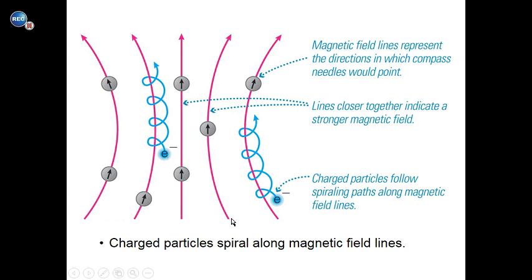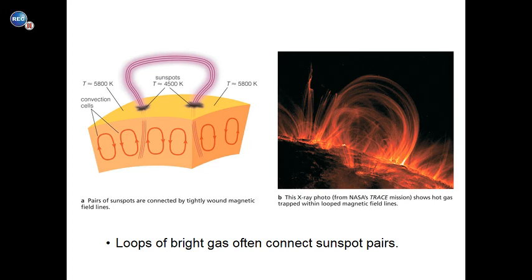So magnetic fields are going to cause particles effectively to spiral around them, and so they tend to trap charged particles and make them flow in their direction. And so you end up with loops that connect the sunspot pairs, and you'll get hot gas trapped within those looped lines.